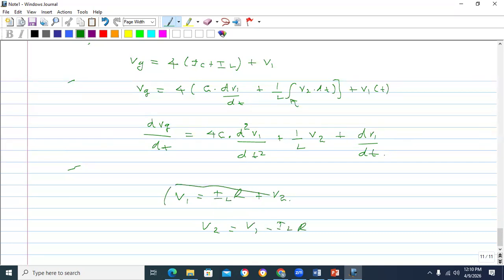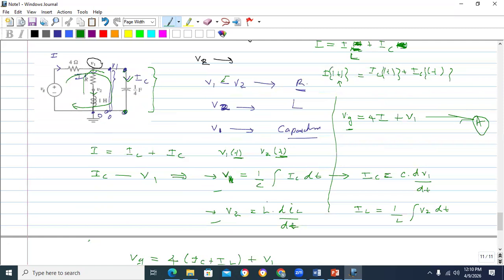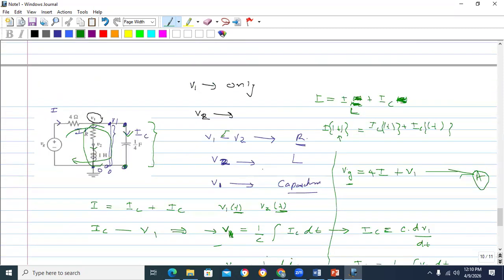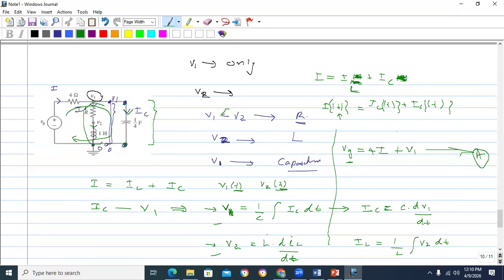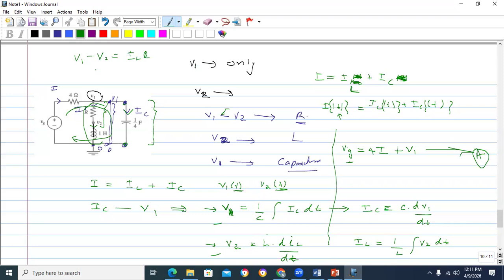This equation, I think you are clear, no? I just applied Ohm's law to this branch. And here also we write this, no? V1 minus V2 is equal to ILR. If you apply Ohm's law between this, V1 minus V2 is equal to ILR. IL is the current through the resistor and inductor, so that is ILR. Then V2 is V1 minus ILR. Okay.